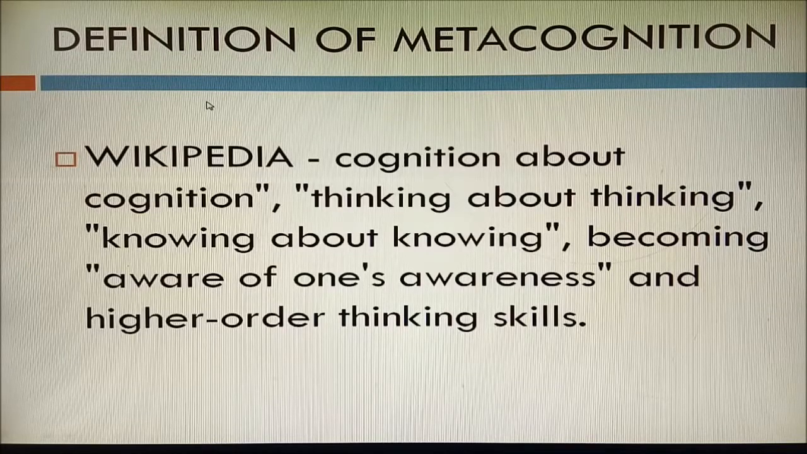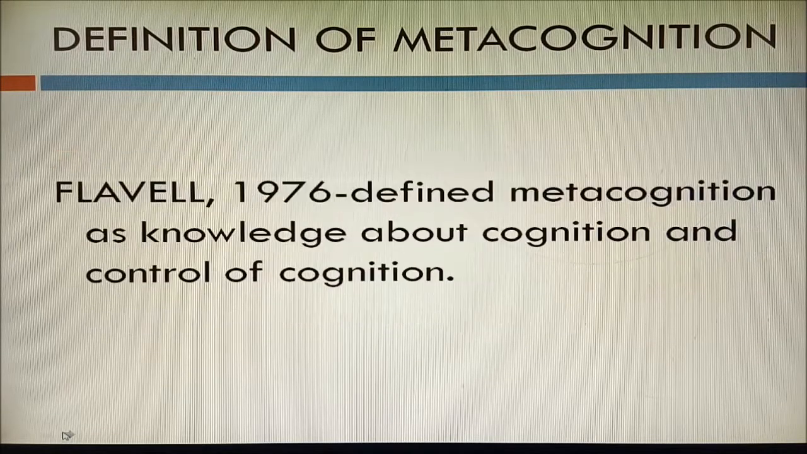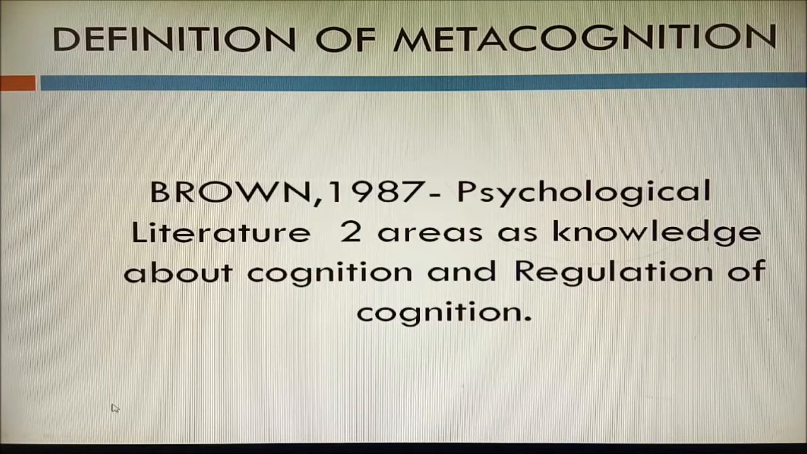Wikipedia also defined metacognition as cognition about cognition, thinking about thinking, knowing about knowing, becoming aware of one's awareness and higher order thinking skills. In 1976, Flavell defined metacognition as the knowledge about cognition and control of cognition. Meanwhile, Brown in 1987 stated that in psychological literature, there are two areas: knowledge about cognition and regulation of cognition.